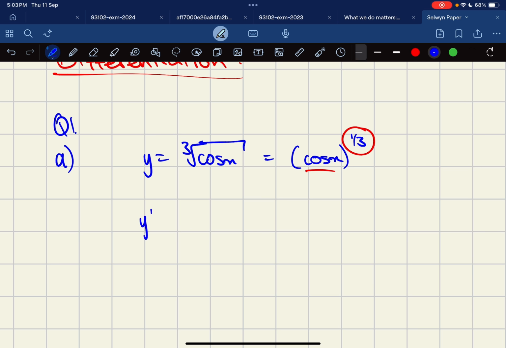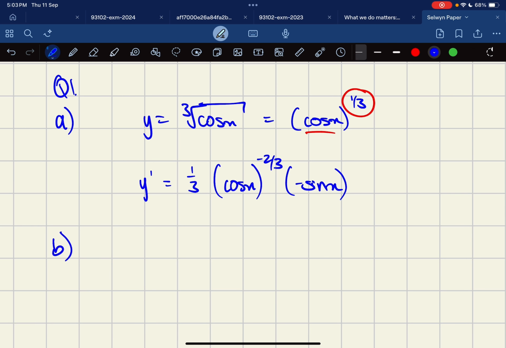So the derivative here is going to be the derivative of the outside function. So it's just multiplying it by the power, keeping the inside function the same, minus 1 from the power, so negative 2/3. And you have to multiply it by the derivative of the inside function. So that's minus sine x. And you don't need to simplify it, so I can just leave it like that.